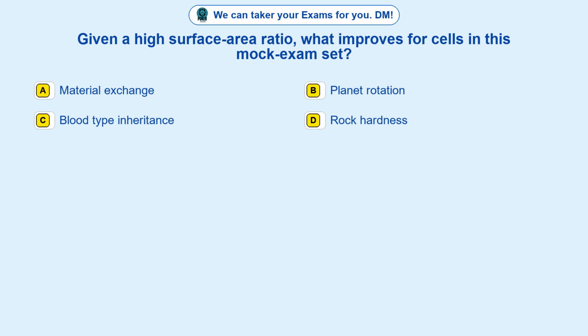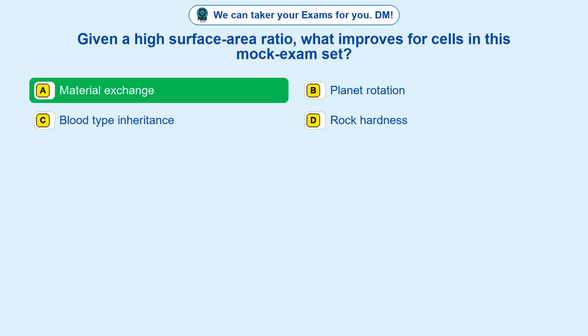Question 26. Given a high surface area ratio, what improves for cells in this mock exam set? Option A, material exchange. Option B, planet rotation. Option C, blood type inheritance. Option D, rock hardness. The correct answer is option A.